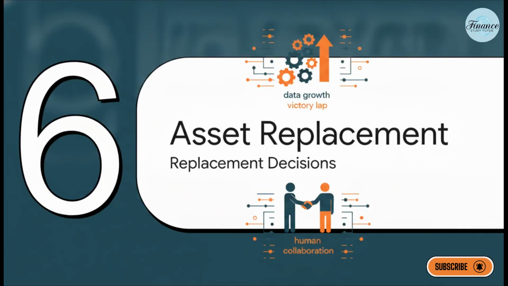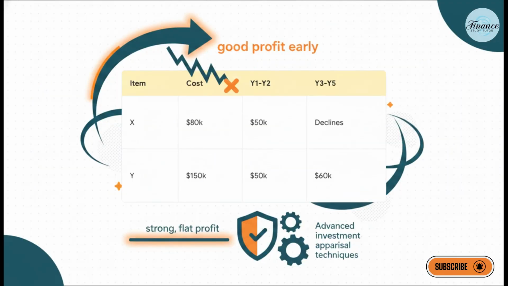Almost there. Section 6, Asset Replacement. Time for the victory lap. Let's simulate a real-world scenario. Let's say the question isn't whether to buy an asset, but which one to buy. You've got two mutually exclusive options. Equipment X costs $80,000, makes a really solid profit early on, but then completely declines to just $10,000 by year 5. On the other hand, equipment Y costs almost double, $150,000, but it maintains a strong flat profit of $60,000 through those later years. If your company's target ARR is 30%, what's your move?